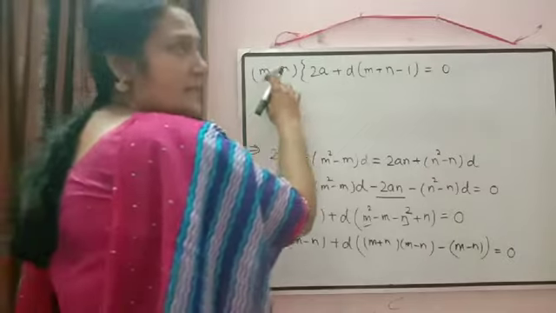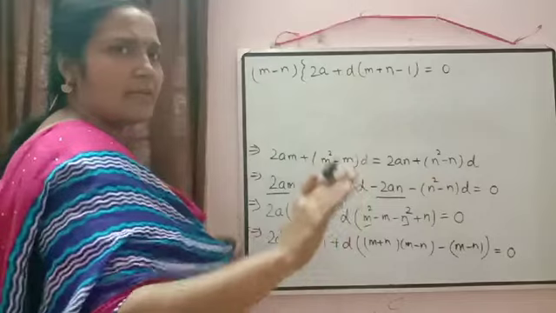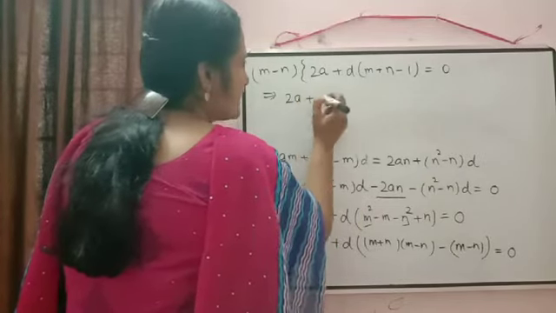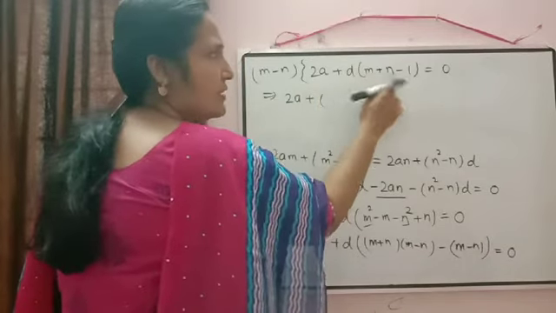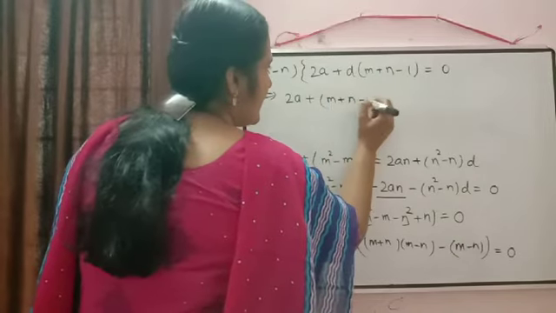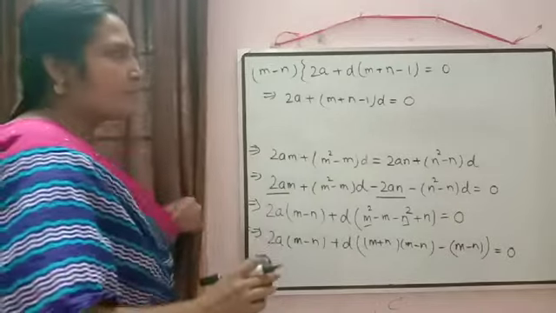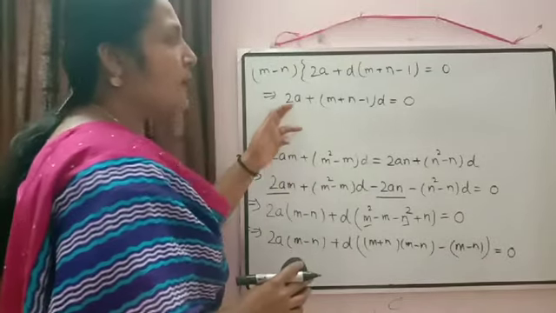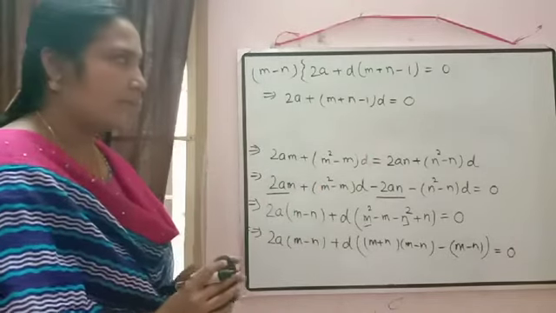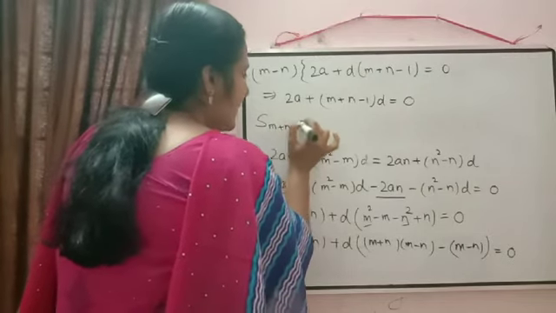Now this m minus n we can shift to the right hand side. So 0 divided by m minus n will be equal to 0. So what is remaining with us? 2a plus, usually we write d afterwards, so I am just writing this d afterwards, (m plus n minus 1) into d is equal to 0. So from the given expression we derived that 2a plus (m plus n minus 1) into d is equal to 0. Now what we have to calculate? We have to calculate S(m+n).